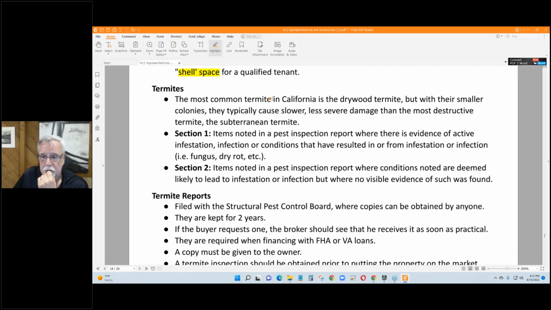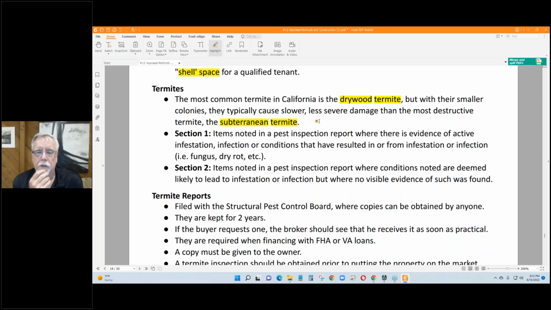Termites. So the most common termite is drywood, but subterranean termites are the ones that are most damaging. That's because it's easier to kill the drywood termites because they're above the ground, but the subterranean ones are in the ground, which makes them more difficult to kill.